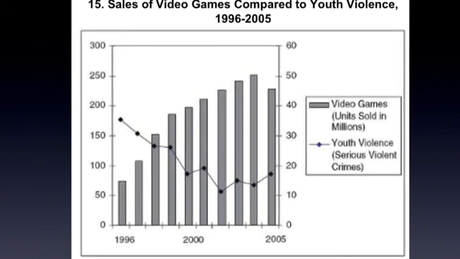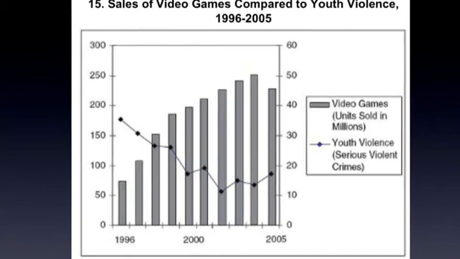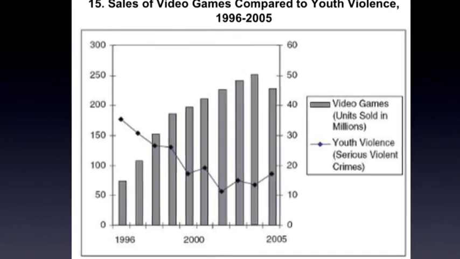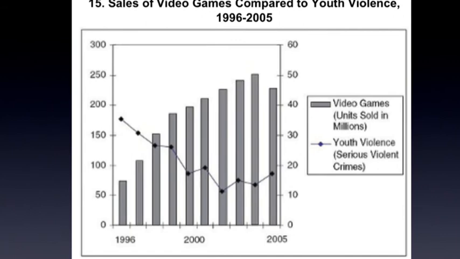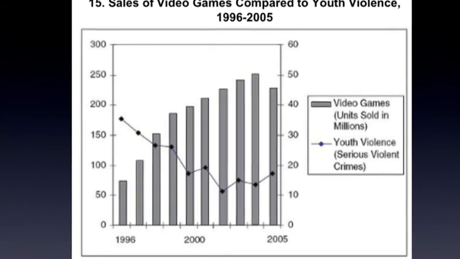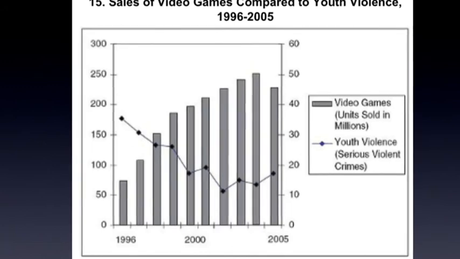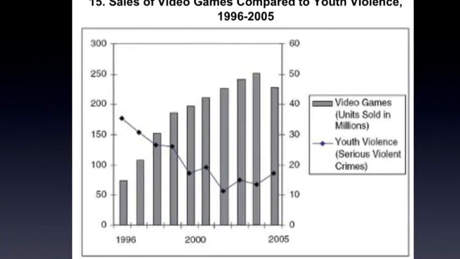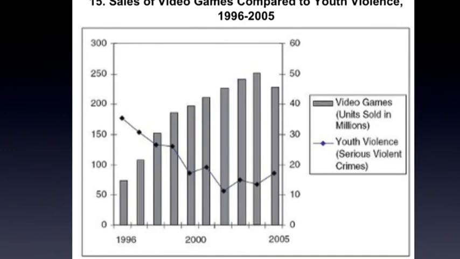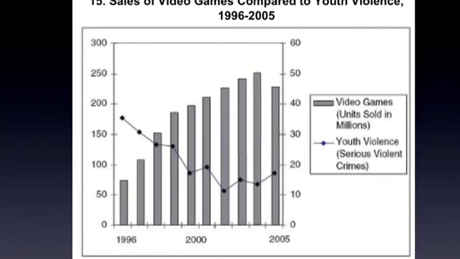What kind of a message do you think the author is trying to convey with these two graphs? And what kind of a position do you think he has in regards to video games and their relationship to youth violence? Take a moment to think about it, and feel free to leave any comments or concerns in the comment section below.